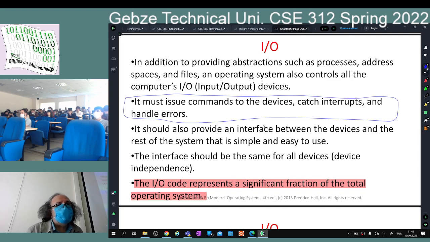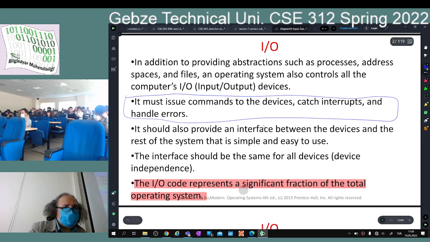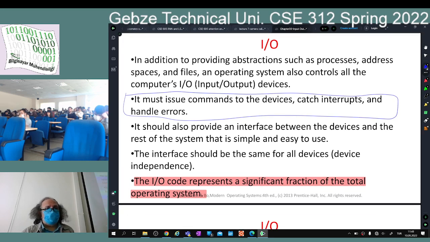That's the whole thing. But since we have so many input-output devices, so many types, I mean, when you say keyboard, there is not a single type of keyboard. When you say secondary storage unit, there is no simple secondary storage unit. There are so many of them, okay? Since there are so many of them, and they are complicated electronic devices, somebody has to handle them. So we need to write code for those device drivers. That's why I/O code represents a significant fraction of the total operating system.